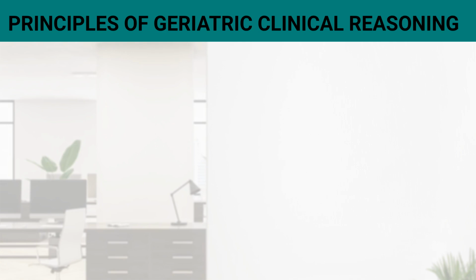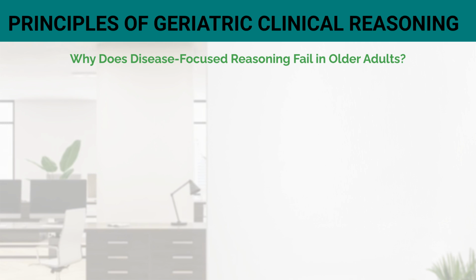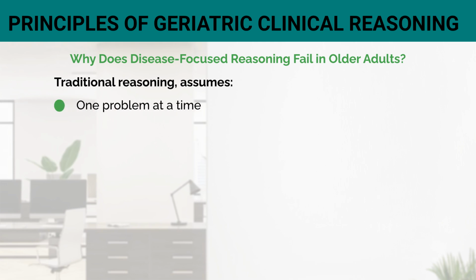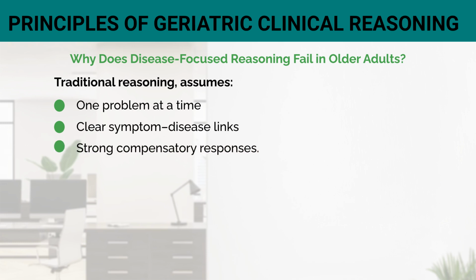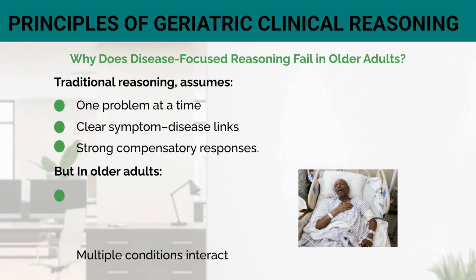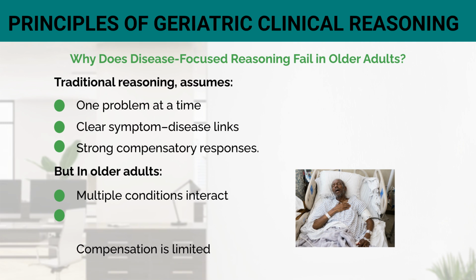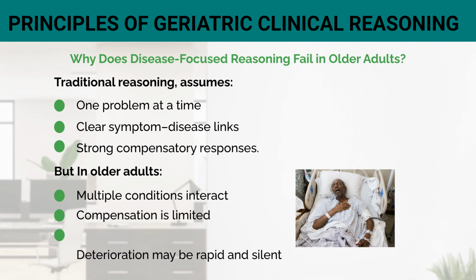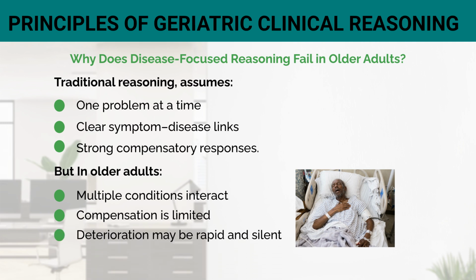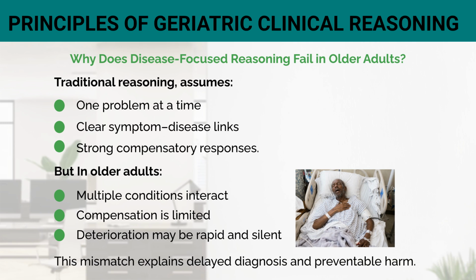Next, we will see why disease-focused reasoning fails in older adults. Traditional reasoning assumes one problem at a time, clear symptom-disease links, and strong compensatory responses. But in older adults, multiple conditions interact. Compensation is limited. Deterioration may be rapid and silent. This mismatch explains delayed diagnosis and preventable harm.